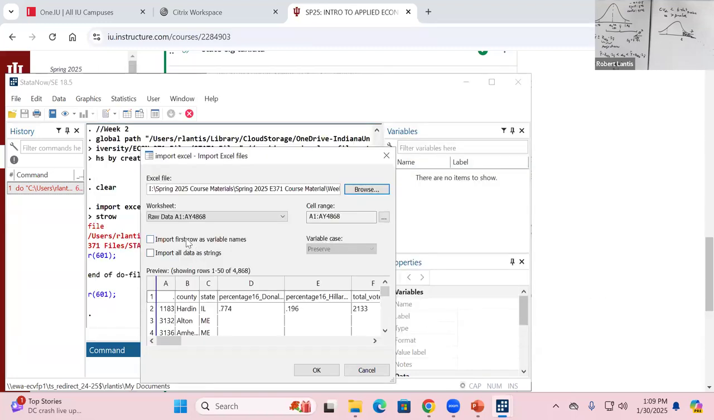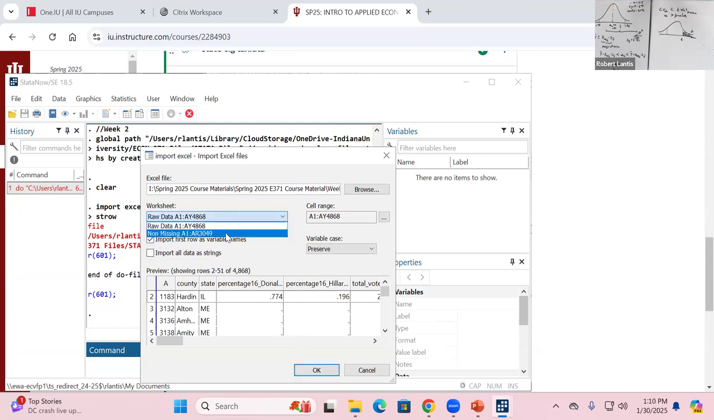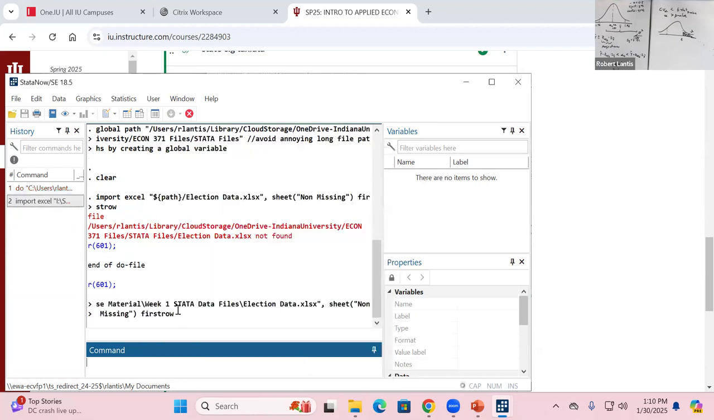Now, with Excel files, we have some other options. Notice here my variable names are in the first row, so I usually want to make sure that's selected. You don't want to select this second one. It turns everything into text, even numbers, so that just makes a headache for you. We'll hit OK. Actually, I lied to you. The other thing I want to do is, this workbook has multiple worksheets, right? I want to use this non-missing one, and then I'm going to hit OK.